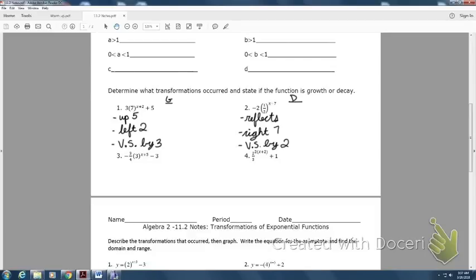Guys, the B value is always going to be up in the exponent. If you look at number 4, we'll have a B value. Looking at 3, Peter, is that growth or decay? Growth.